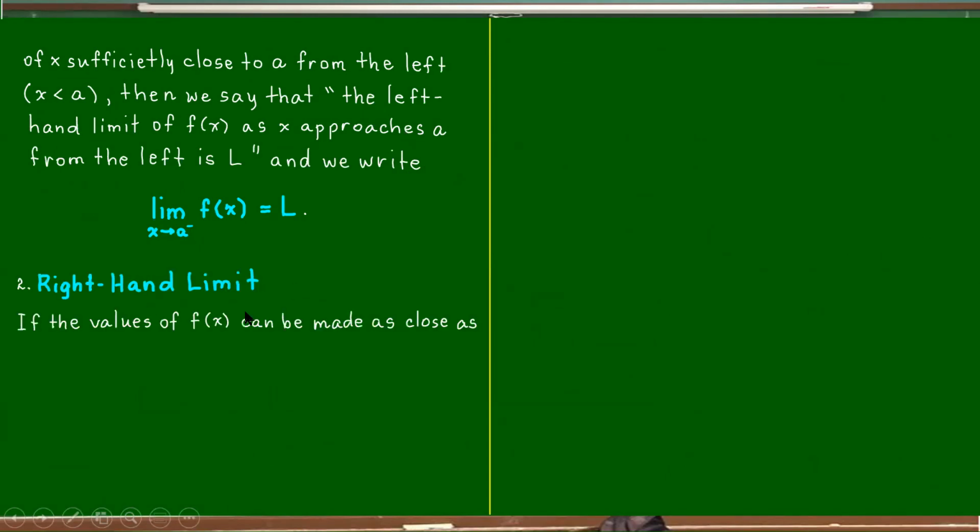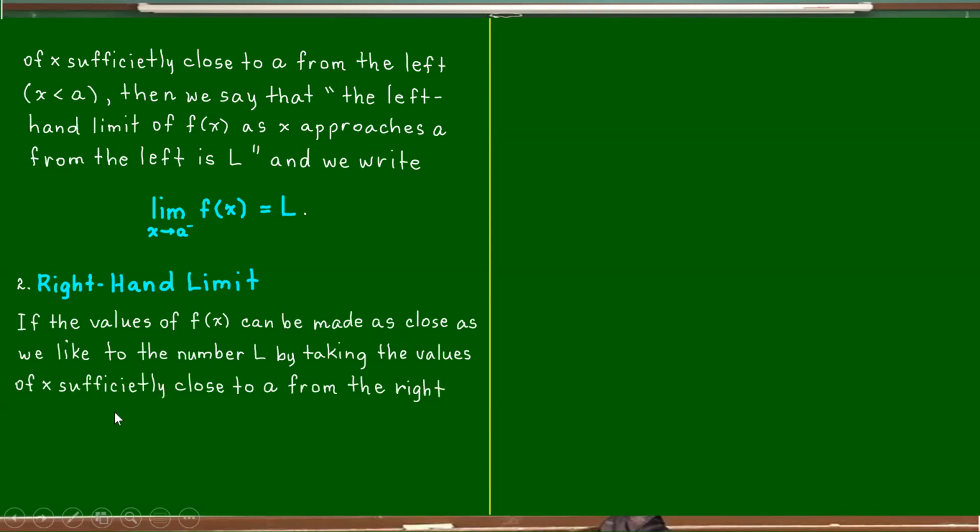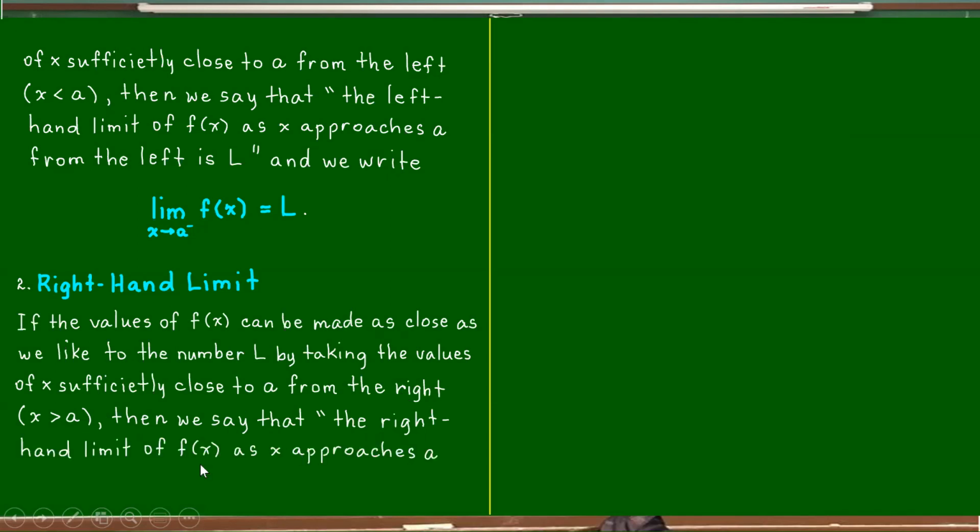For the right-hand limit, all we have to do is to change the word left to what? To right, no? If the values of f(x) can be made as close as we like to the number L by taking the values of x sufficiently close to a from the right, meaning x is greater than a, then we say that the right-hand limit of f(x) as x approaches a from the right is L, and we write, this time with a plus superscript on top of a, okay?